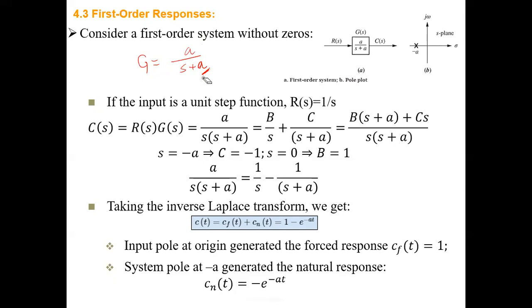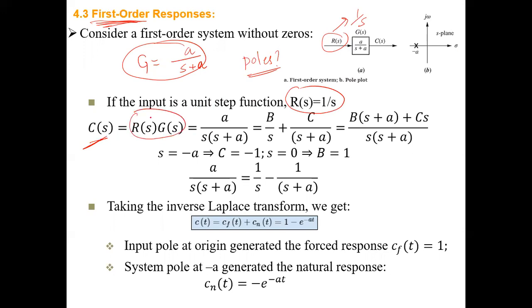So now in this case, what do you do, okay? How do you utilize the poles in the case of first order system? Okay, let's say this is your G, and what is your R? Again, let's choose the simplest one, 1 over S, right? That's the simplest one. So if R is 1 over S, then what is your C? C is RSGS, which is A over S(S plus A). Then if you do the partial fraction, what do you get?